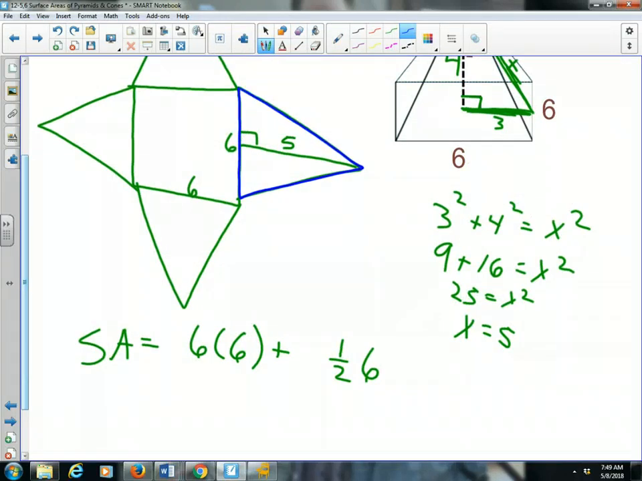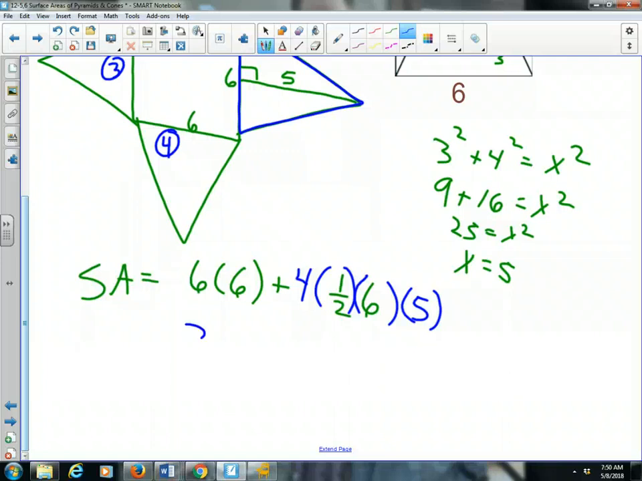So the base of the triangle is 6 times the height of the triangle, which we found to be 5 by doing the Pythagorean theorem. And then how many triangles are there? There's 1 triangle, 2 triangles, 3 triangles, 4 triangles that are all the same. So we're going to multiply that by 4. All right, and that's going to be our surface area.